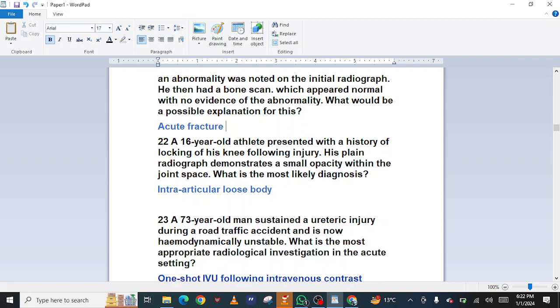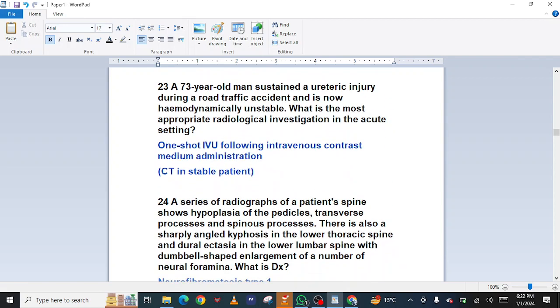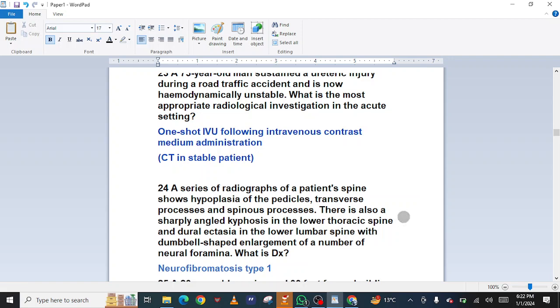Intra-articular loose body. 23. A 73-year-old man sustained a ureteric injury during a road traffic accident and is now hemodynamically unstable. What is the most appropriate radiological investigation in the acute setting? One-shot IVU following intravenous contrast medium administration.